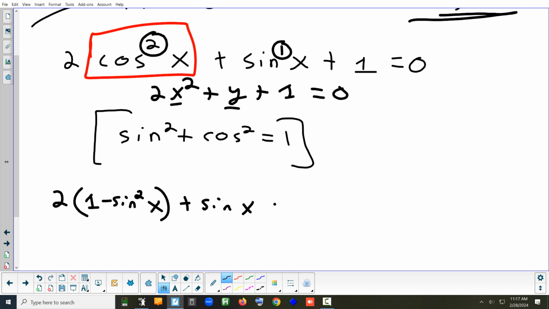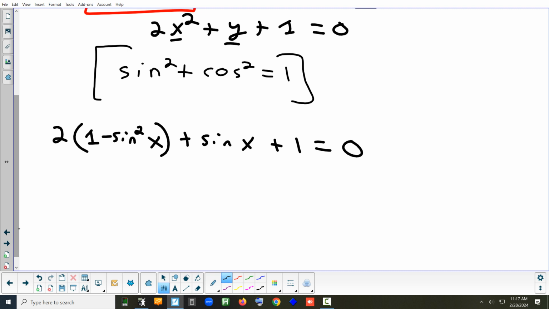All right, so sine x plus 1 equals 0. Okay, what do we have to do with that 2? Yep. So we're going to have 2 times 1, which is 2, plus 1 more. It's going to give me a 3. So I'm distributing and combining my constants in one step. 2 times 1 plus 1, 3.